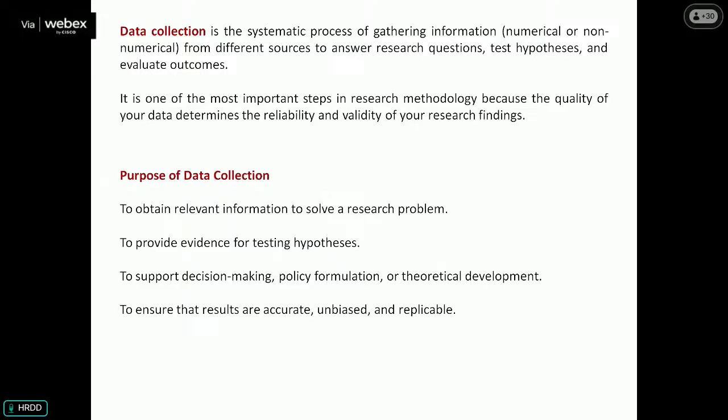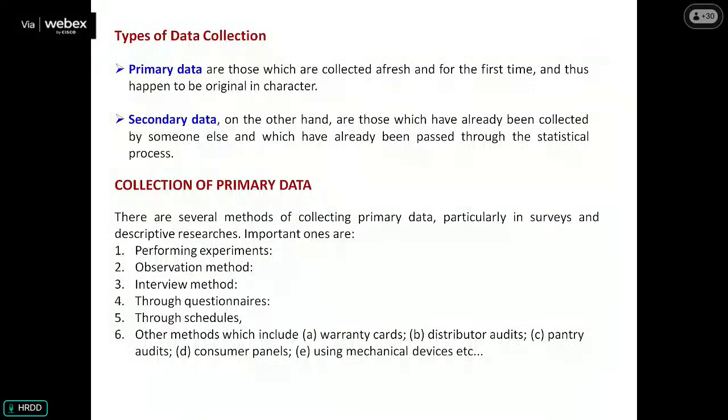Then to solve the research problem, to support decision making, policy formulation, theoretical development, means finally theory develop करोगे तो उसको तो आएगा ही. To ensure results are accurate, unbiased, replicable. Okay, so that is why data collection is important. Types of data collection, they say there are two types of data collection broadly. Types, okay, primary data and secondary data. There are two types of data.